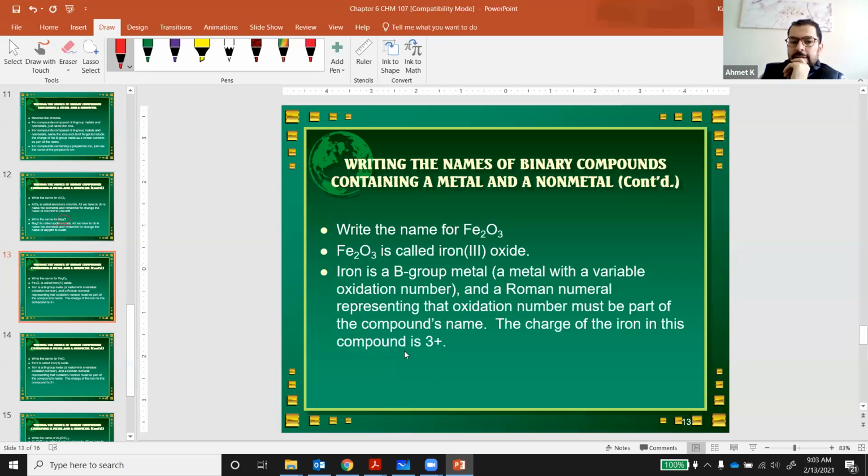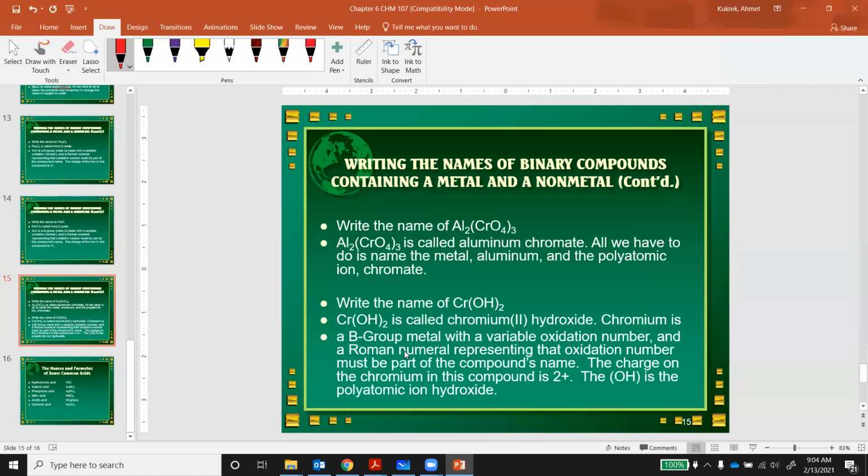Again, we talk about these transition metals, iron 3, iron 2, and so on. This is iron oxide. And again, this is another one, hydroxide.